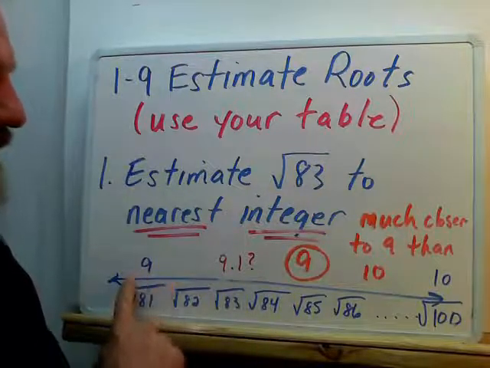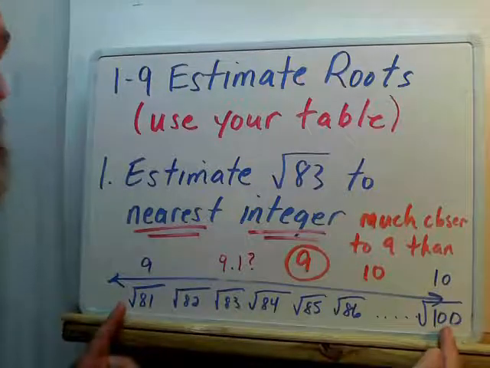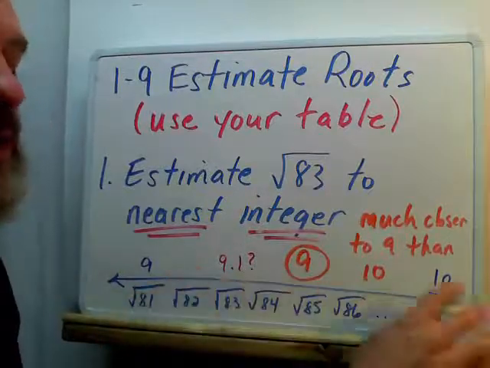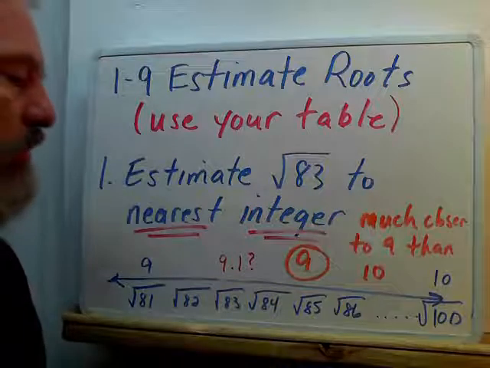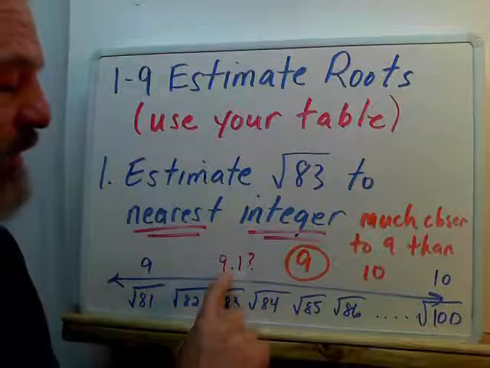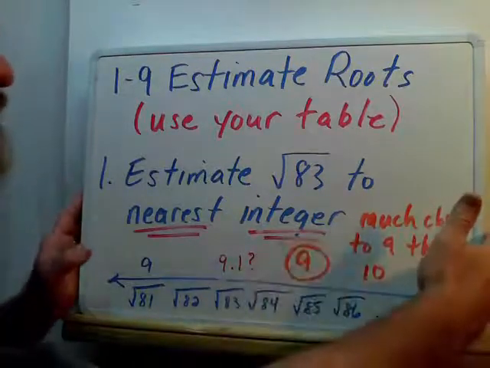So in other words, what I'm saying is, if you know the perfect square roots below and above a number, you can give a pretty good idea whether it's 9.1, 9.5, right in the middle, toward the high end, like 9.8 or whatever. It's a really good skill to be able to use. The book doesn't require it, but I'd like you to know it.